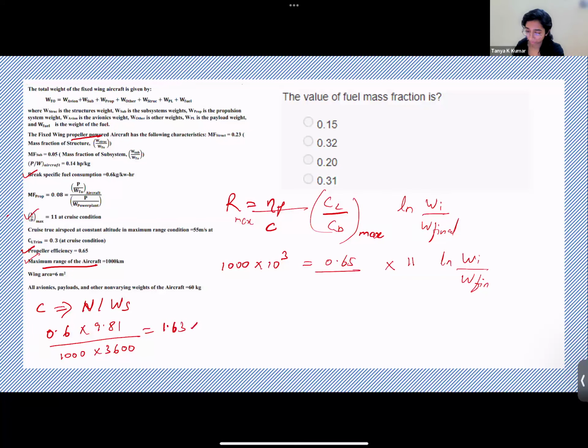1.63 into 10 raised to minus 6 Newton per watt second. So I just plug that in here, 1.63 into 10 raised to minus 6. So ln of W initial by W final is, what is the value? I haven't calculated it, so let me just try to, 0.65.